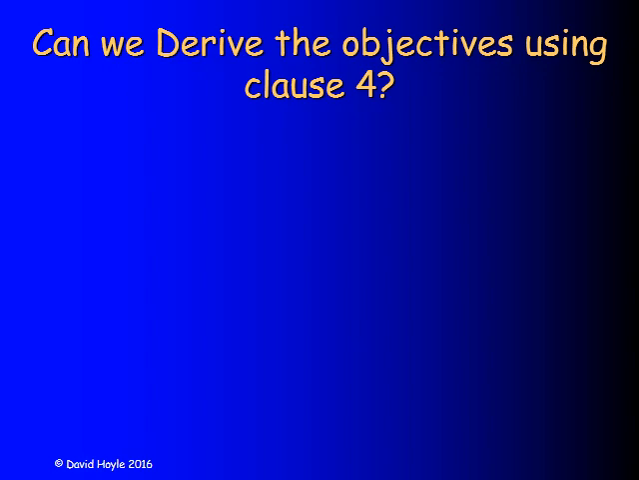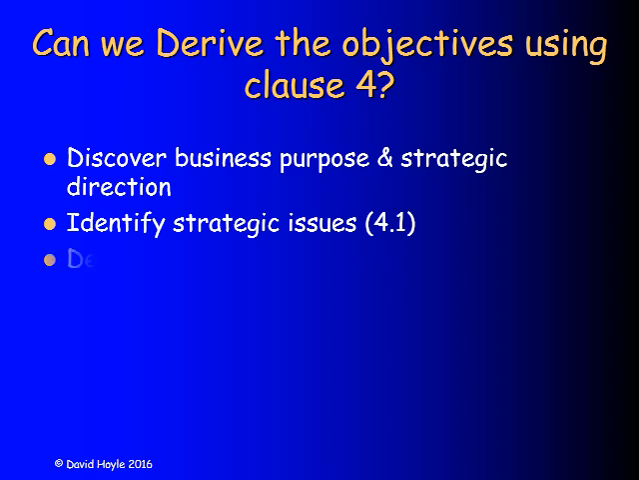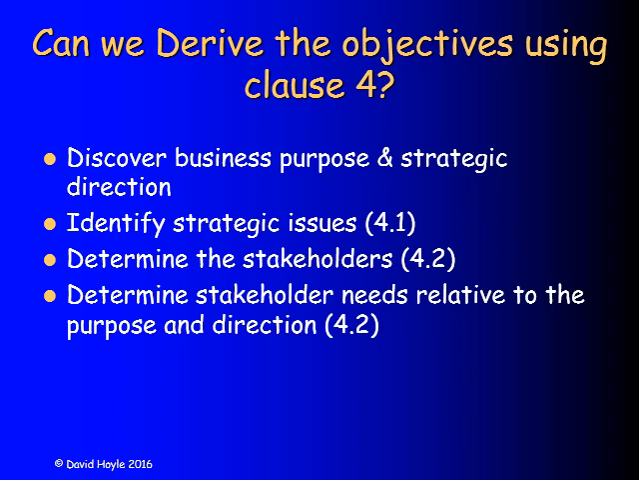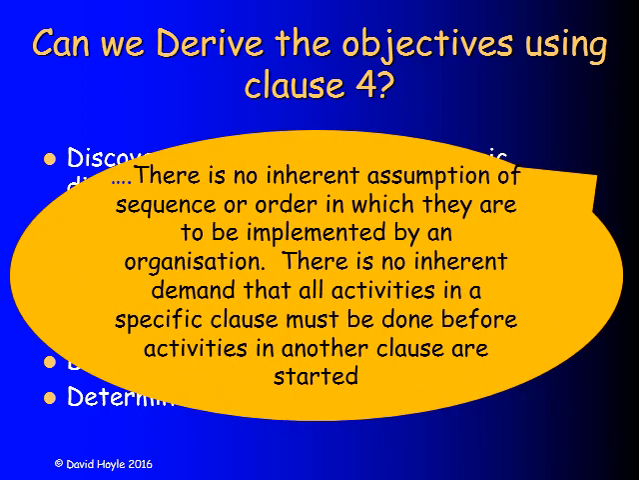To enable this to happen, the objectives need to be soundly based, and we have two choices. We can derive the objectives using clause 4 to determine the sequence of actions. This leads us to discover business purpose and strategic direction, identify the strategic issues, determine the stakeholders' needs relative to the purpose and direction, determine the scope of the QMS, and then determine the processes. However, as stated in the guide to Annex SL, there is no inherent assumption of sequence or order in which they are to be implemented by the organisation. There is no inherent demand that all activities in a specific clause must be done before activities in another clause are started. So using the standard as a template or a sequence in order to work out what to do is flawed, because it wasn't written with that purpose in mind.